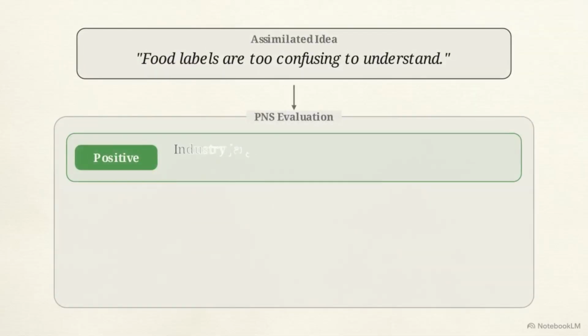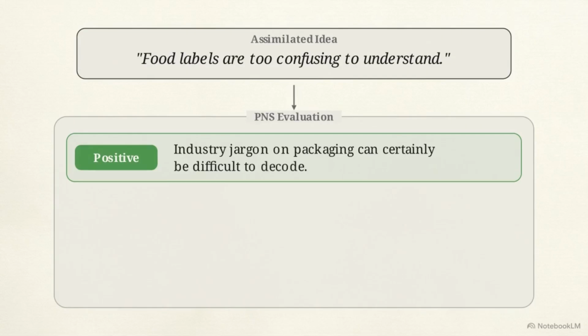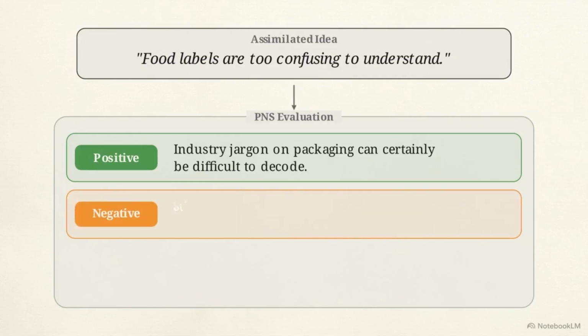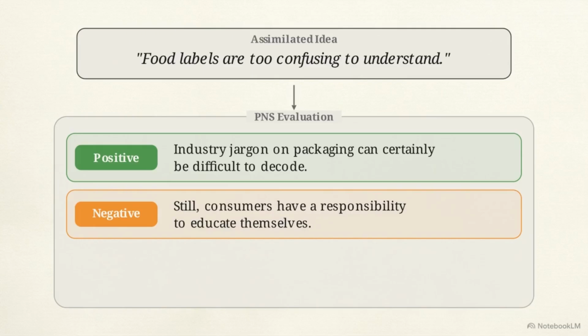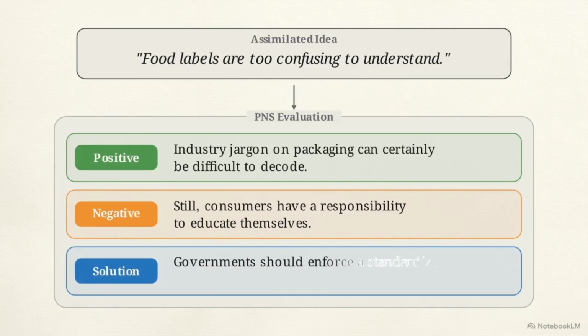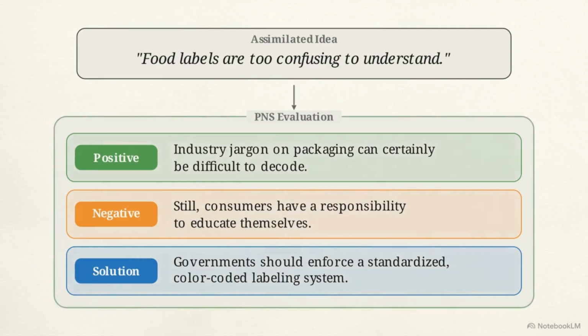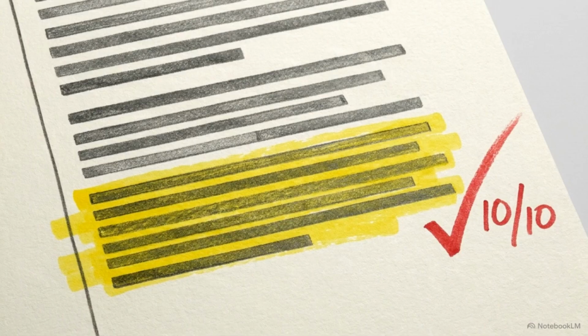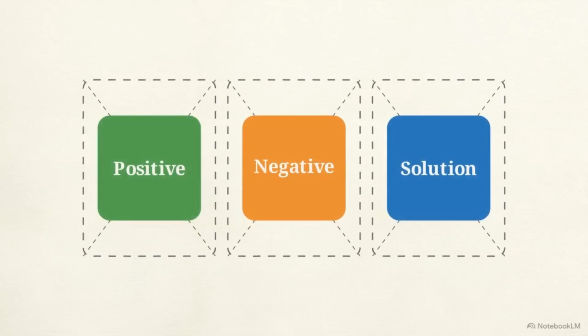Positive step: industry jargon on packaging can certainly be difficult to decode. Negative step: still, consumers have a responsibility to educate themselves. Solution: governments should enforce a standardized, color-coded labeling system. Inventing logical solutions to the problems presented in the text proves to the examiner that you are intellectually engaging with the material. The final challenge is removing the scaffolding.